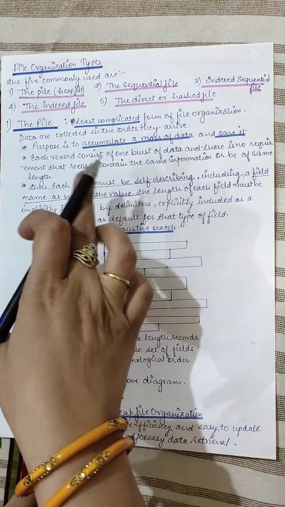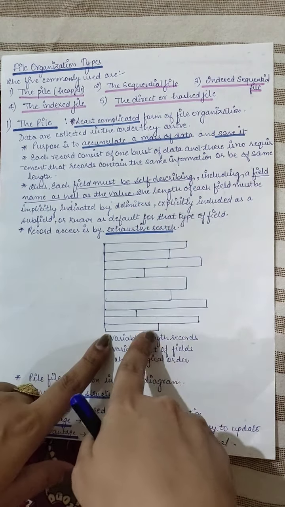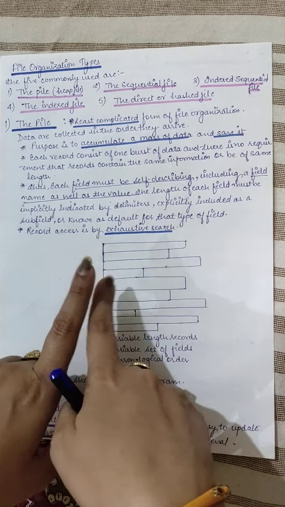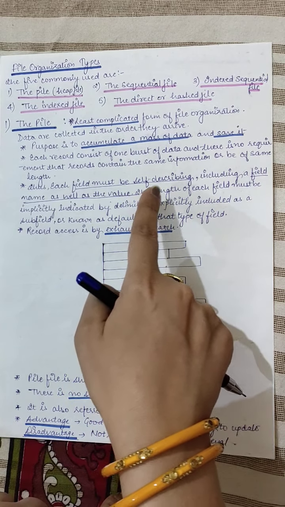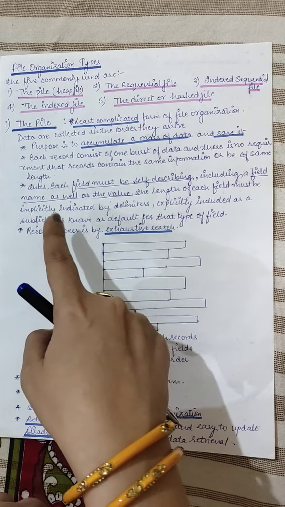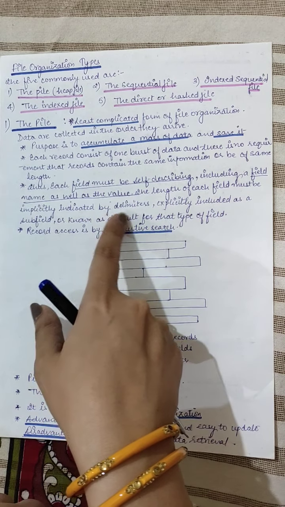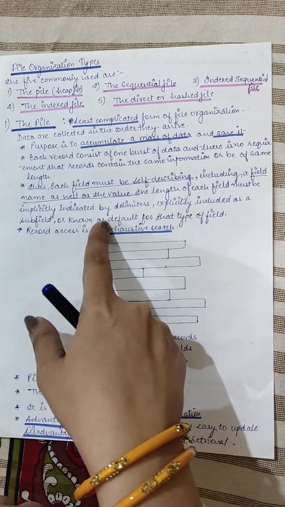There is no requirement that records contain the same information or be of the same length. Here you can see, this is one record, this is another record. This one's length is much more, this one's is less, then less again. That means the same length issue is not here. Each field must be self-describing, including a field name as well as the value. The length of each field must be implicitly indicated by delimiters, explicitly included as a subfield, or known as default for that type of field.